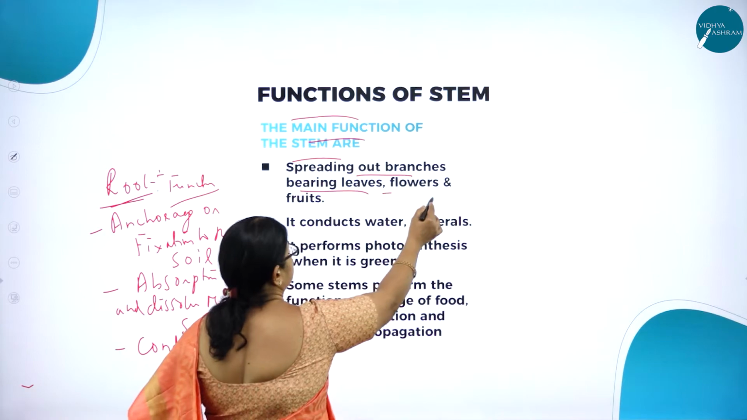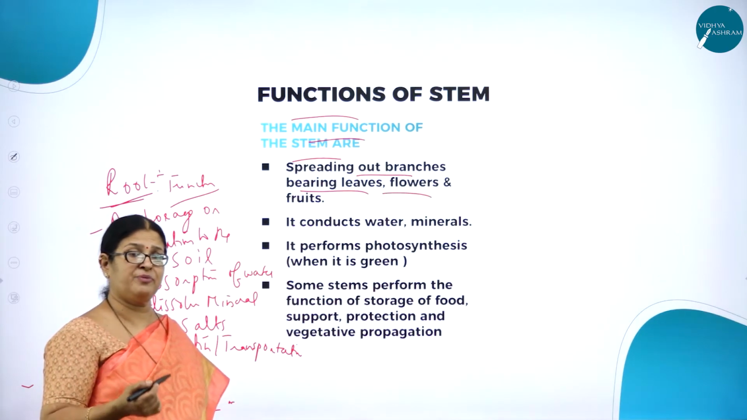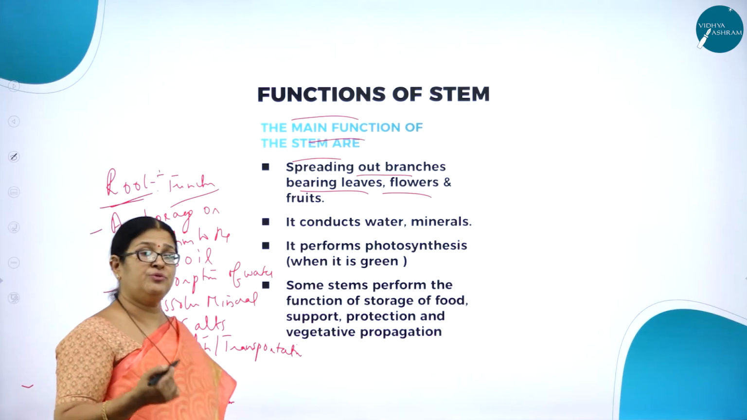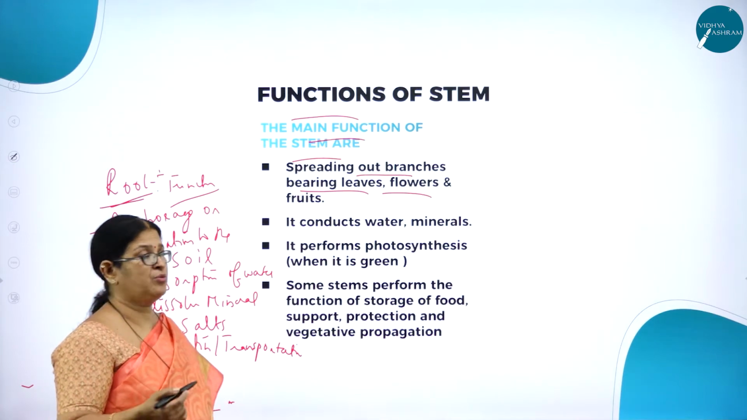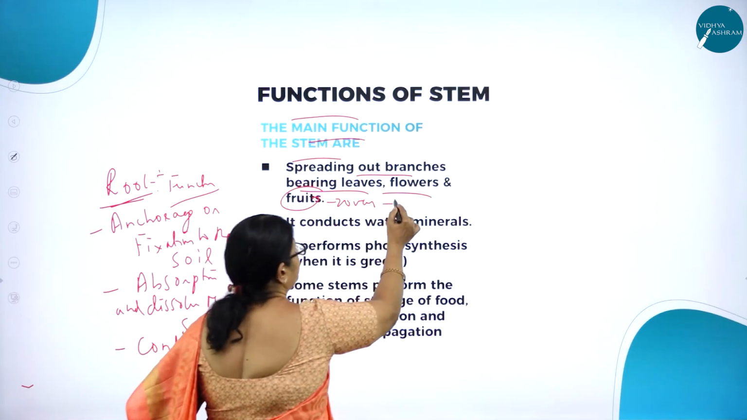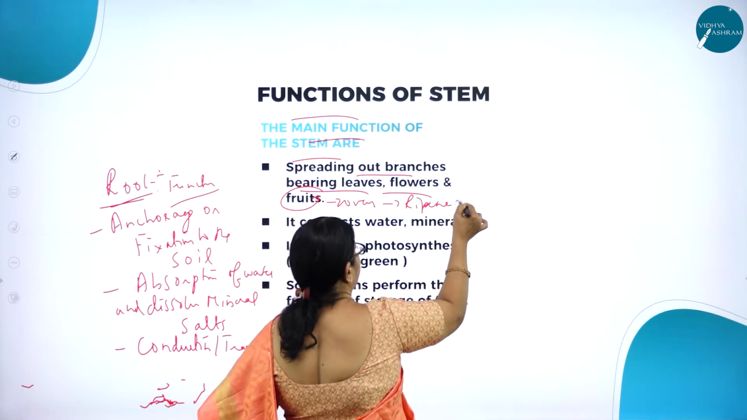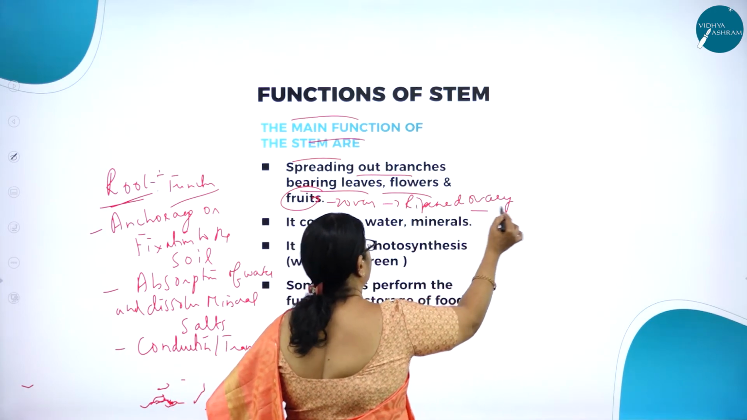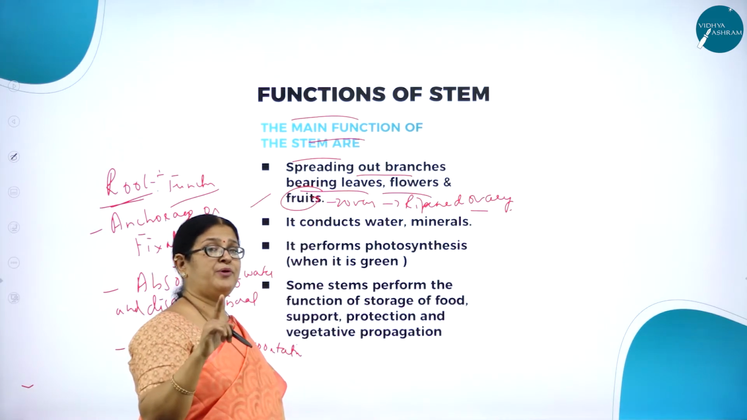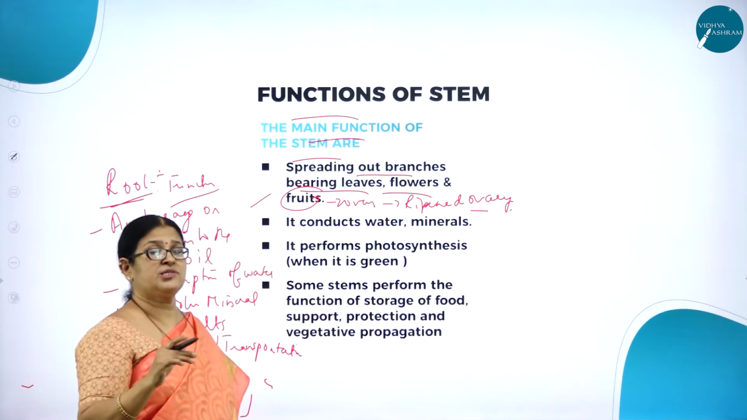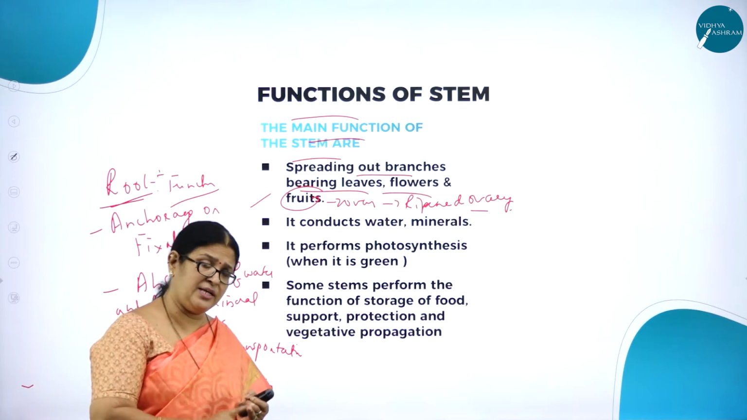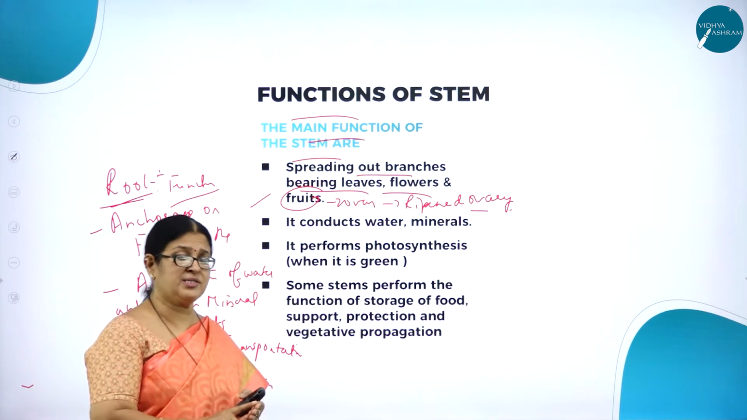Then it bears flowers. Flowers are what? The reproductive part of a plant body which will undergo what? Fusion or fertilization to form what? To form an embryo. Embryo will develop into what? As I said, fruit. Ovary develops into a fruit. So fruit is what? Fruit is nothing but a ripened ovary. Other than that, what is the first very important function of a stem? Stem bears all the very important parts of a plant body like the branches, the leaves, the flowers, the buds, etc.